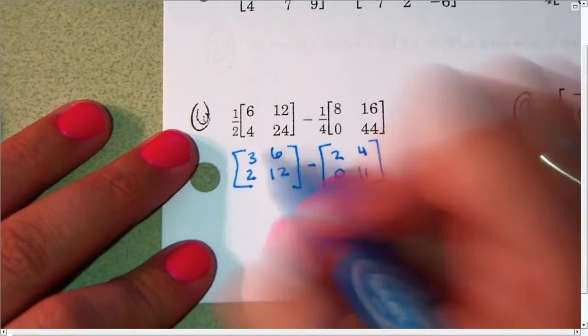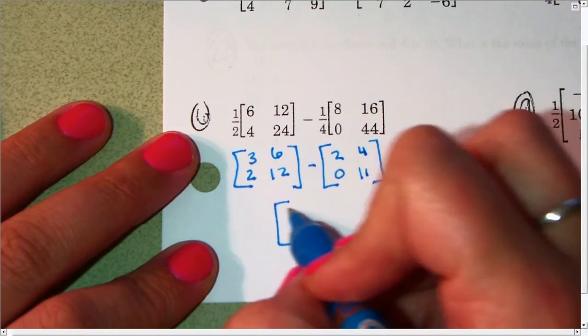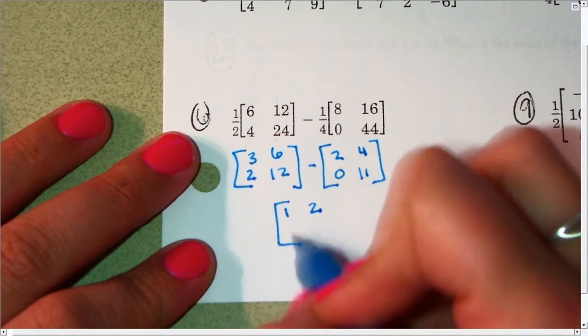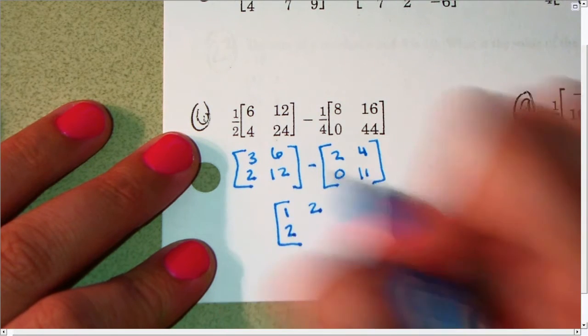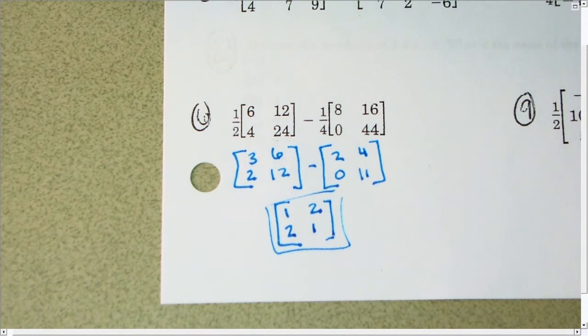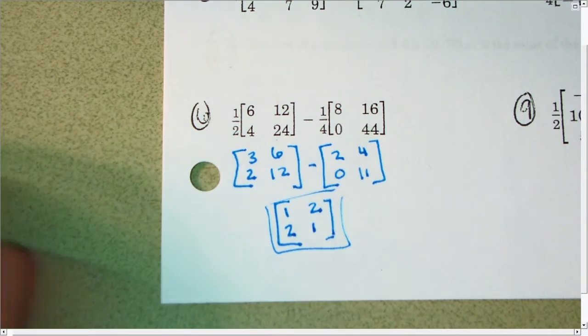Now I subtract. 3 minus 2 is 1. 6 minus 4 is 2. 2 minus 0 is 2. And 12 minus 11 is 1. So there's an example of distributing fractions by hand versus calculator. That way you kind of got an example of each. All right, moving on to back.